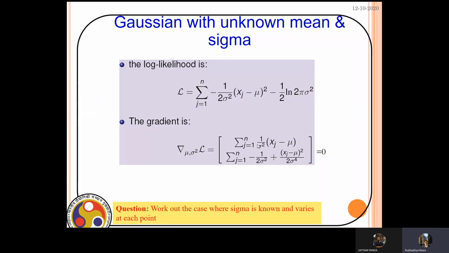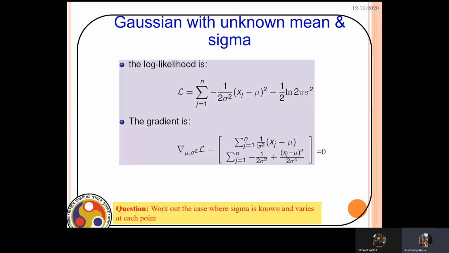Now for the case with unknown mean and unknown sigma, again you form the log likelihood function. Basically first you form the likelihood function. So you have to assume an underlying distribution. This is not a distribution selection problem, this is just a parameter estimation problem. So you have to assume the underlying distribution. Let's say you assume a Gaussian distribution, for example.